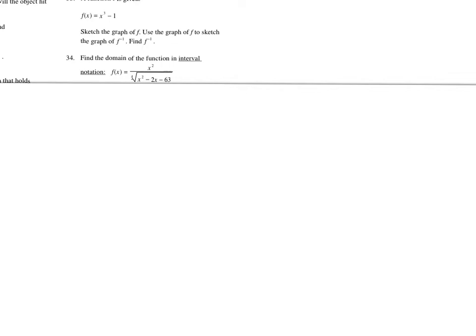All right, next up we got some more domain here. So the numerator isn't really important for this. When I have a radical in the denominator, I always put the inside of the radical greater than 0. It's kind of a combination of our two rules. The denominator cannot equal 0, but the inside of the radical is greater than or equal to 0. So this is just greater than. So I'm going to go ahead and factor this. We got x minus 9, x plus 7.